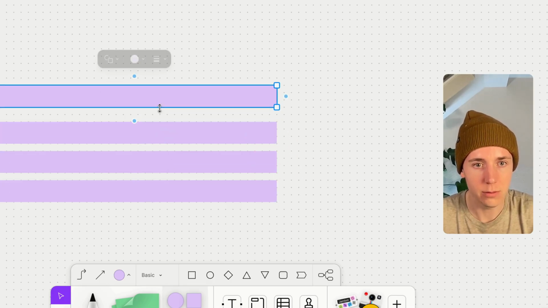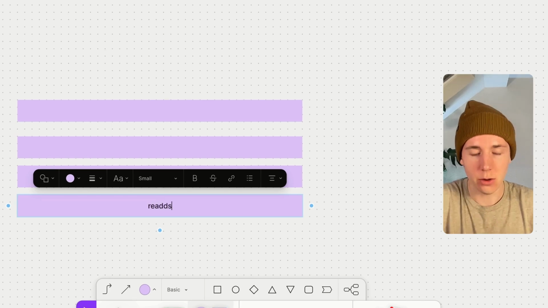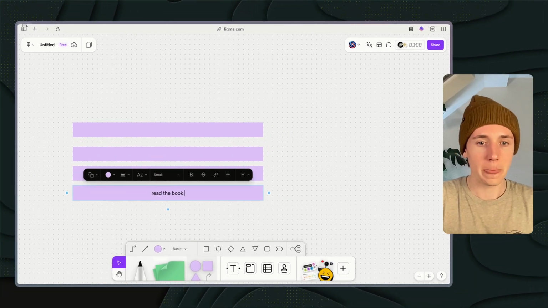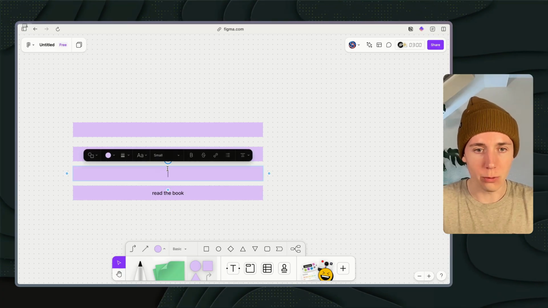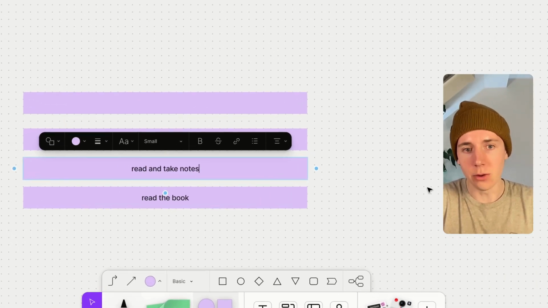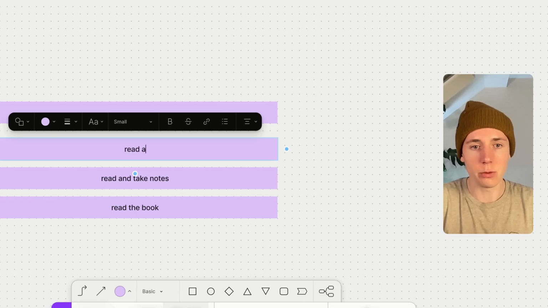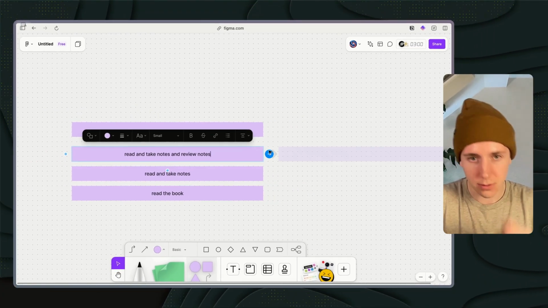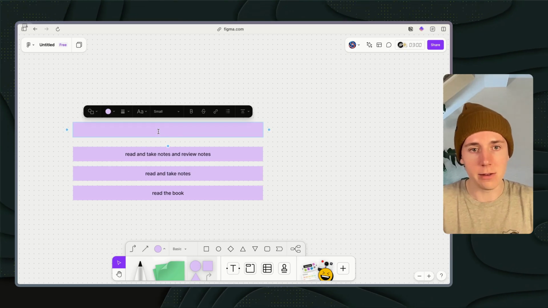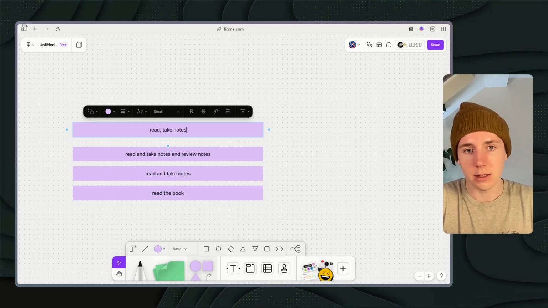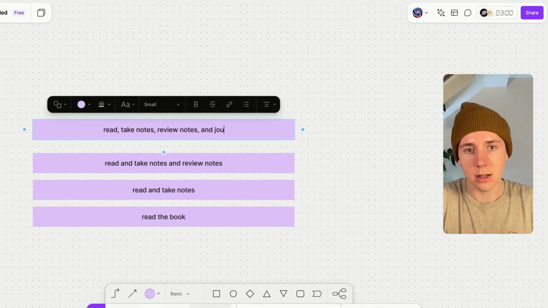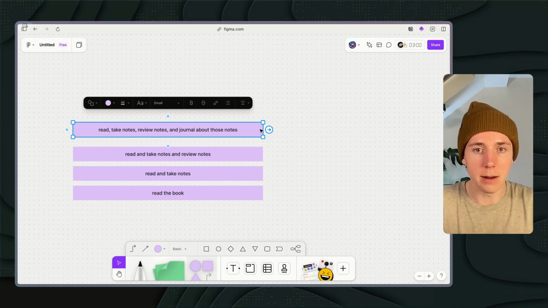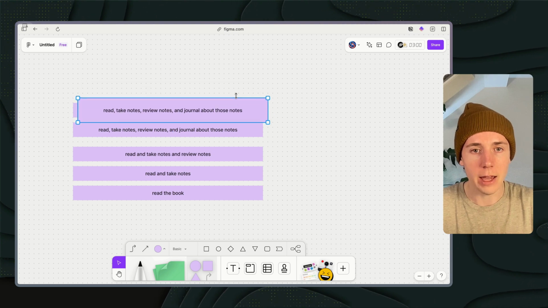So down here you have: reads book. You read the book. Above it you have read and take notes. Above it you have read, take notes, and review notes. Above that we have read, take notes, review notes, and journal about those notes.